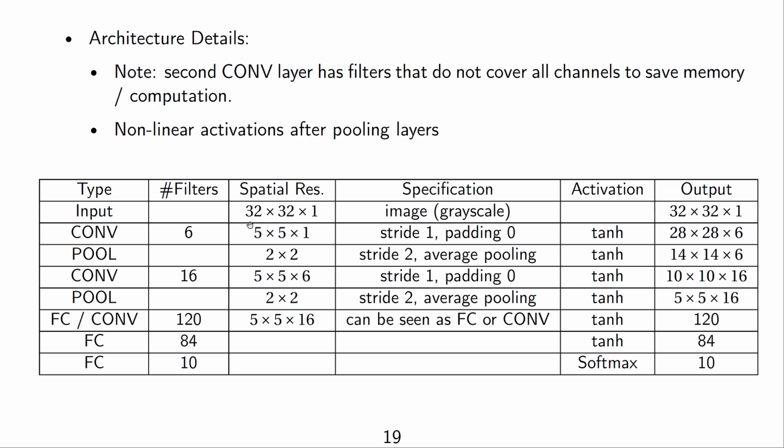All right, let's just look at some things. We start with a grayscale image of size 32 times 32, and then we put it into a convolutional layer with 6 filters, and the kernel size of these convolutional layers is 5 by 5. Stride 1, padding 0, tanh activation function, and since there is no padding, the resolution decreases to 28 times 28, but now we have 6 channels.